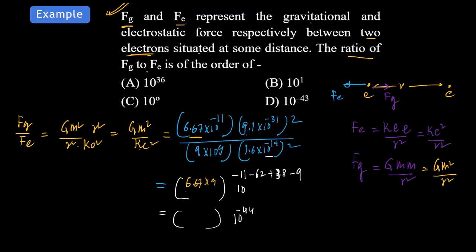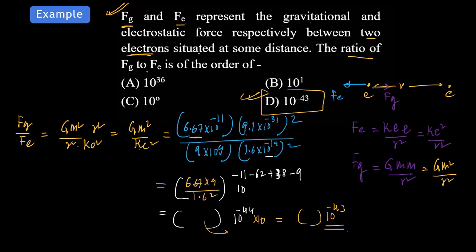6.67 into 9 divided by 1.6 whole square. This much number. That number is more than 10. So that means 1.10 will come inside, outside. Okay. So ultimately I am getting something in 10 to the power minus 43. So this is called the order. So you are asked to calculate this order, that is 10 to the minus 43.